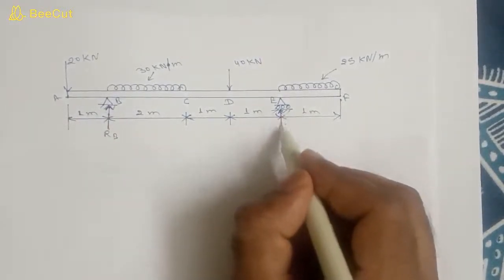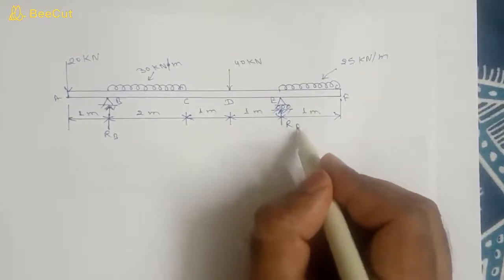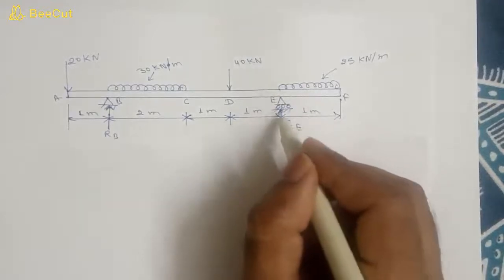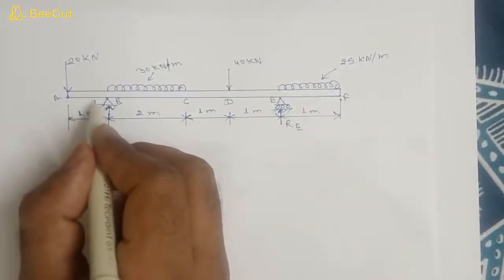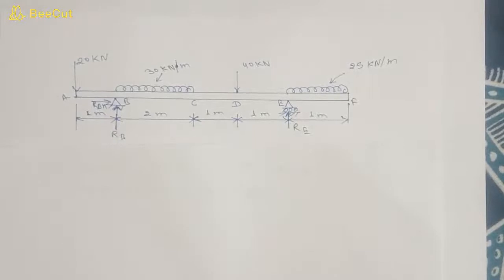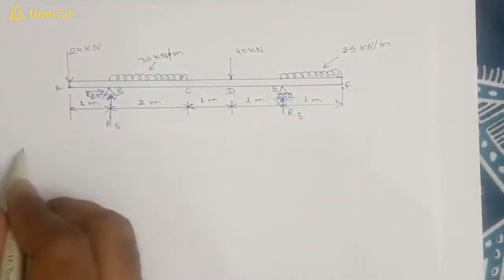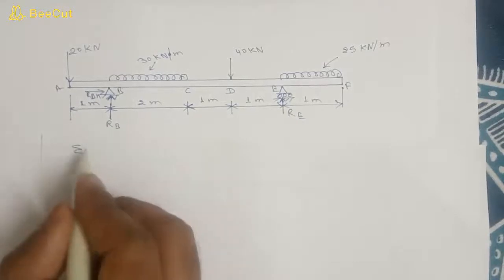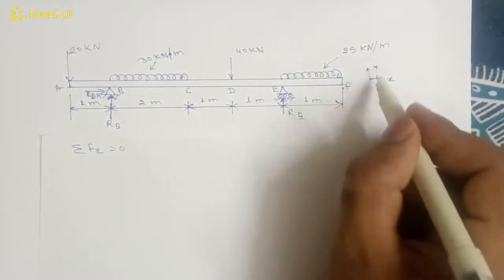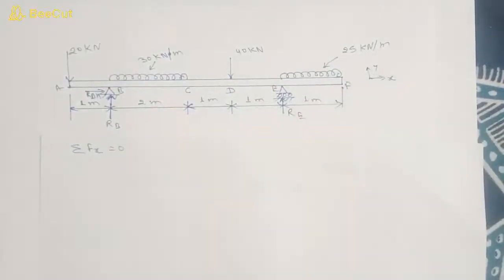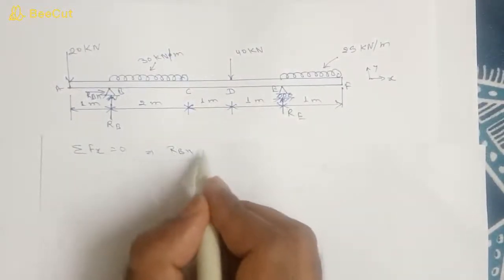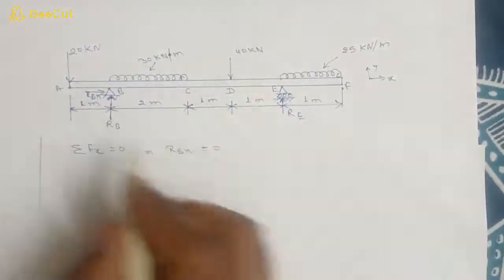And now there is another force RE, because roller support offers only one reaction, so RE will be in vertical direction. So let's also denote horizontal reaction RBH. So let's determine the value of reactions. So summation of all the forces in x direction is equal to 0. This is x and this is y direction. Means x is horizontal direction and y is vertical direction. So we get RBH is equal to 0 because there is no other horizontal force in this beam.